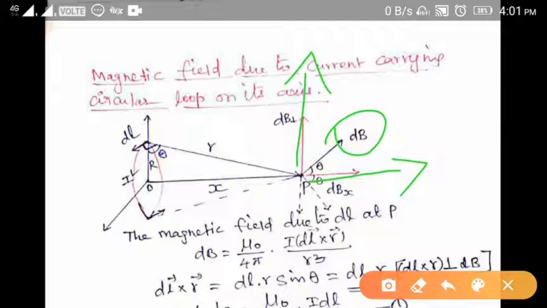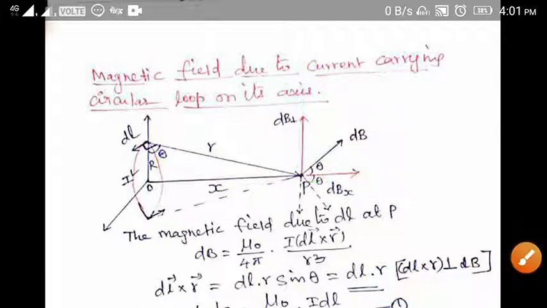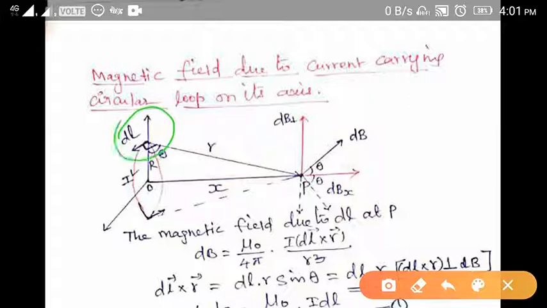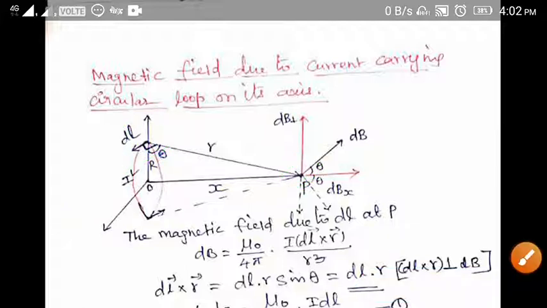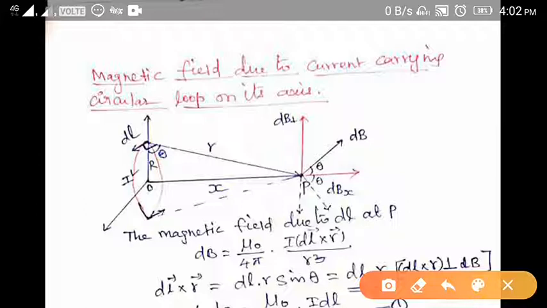According to the Biot-Savart law, the magnetic field due to a small element at point P is dB equal to mu naught by 4 pi, I dl cross r, by r cube. Here dl cross r is a cross product which gives dl r sin theta. Here theta, the angle between dl and r, is 90 degrees, so sin 90 degrees equals 1, so dl cross r equals only r dl.